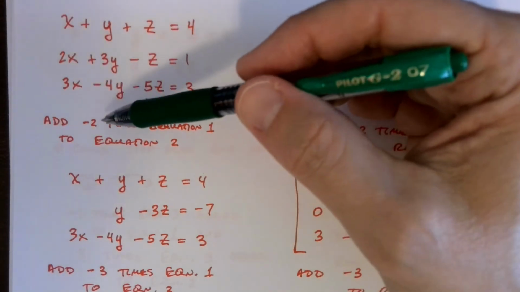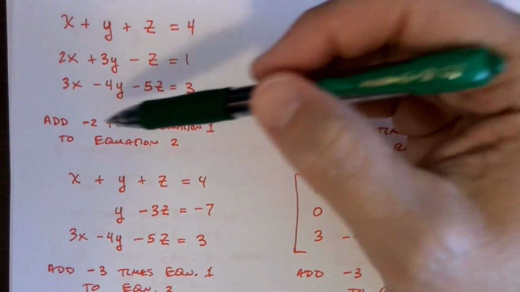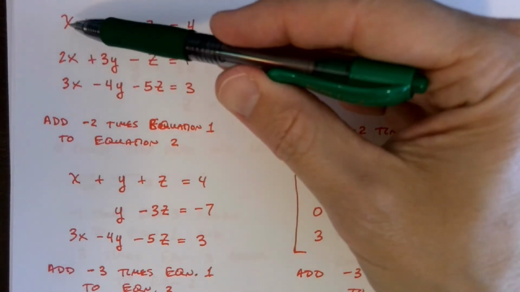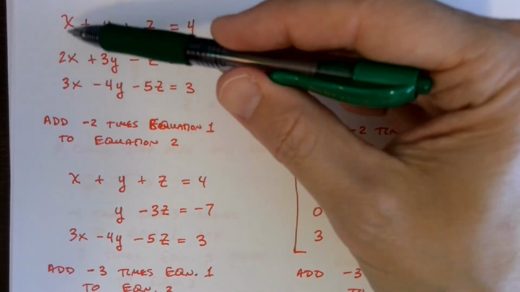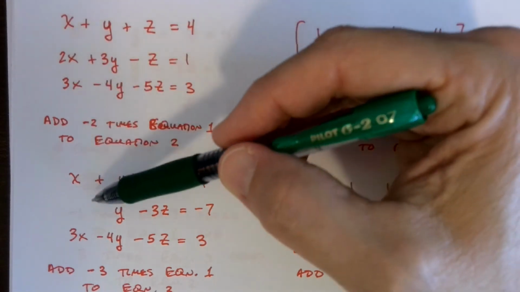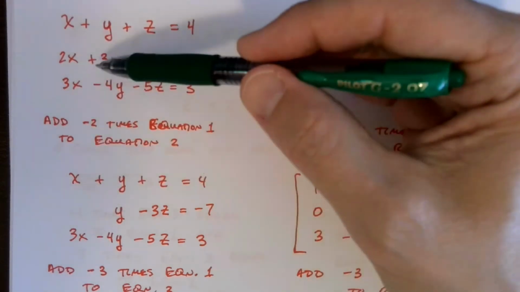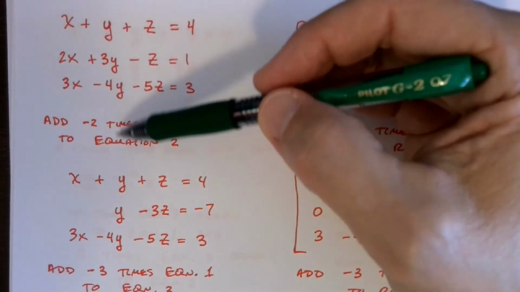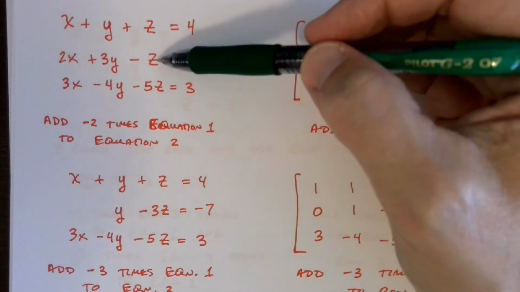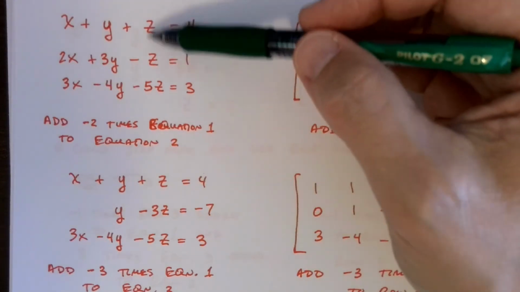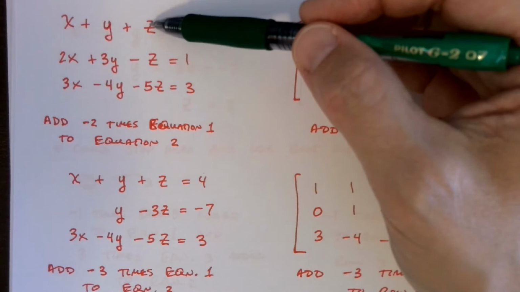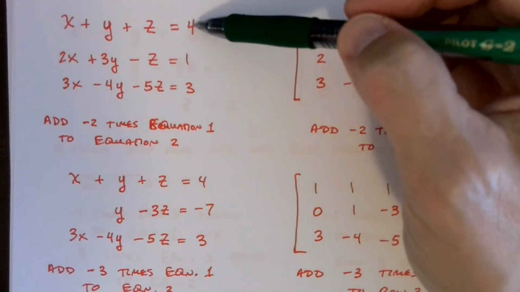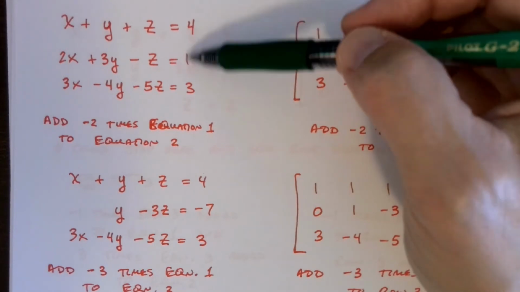So I can do -2 times the equation 1 and add that to equation 2, right? So what happens? -2 times this equation I have 2x plus a negative 2x. What's that leave me? 0. You see it's now gone. Of course I have 3y plus a negative 2y. What's 3y plus a negative 2y? That's 1y. Negative z, and then multiply by negative 2 here. Negative z and negative 2z, add those together. Negative z and negative 2z is negative 3z. And then negative 2 times 4 is negative 8. 1 plus a negative 8 is a negative 7.